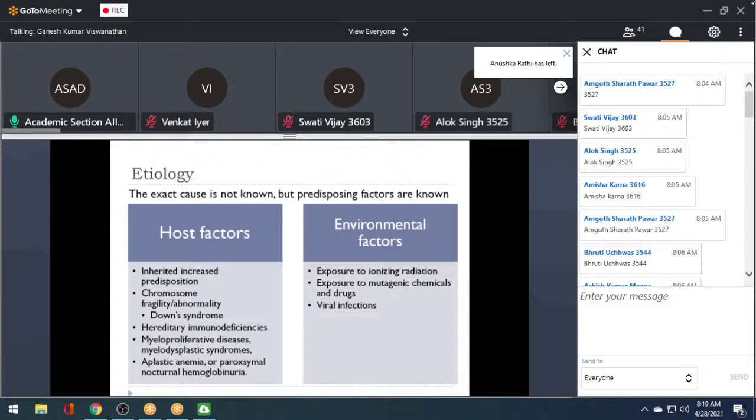And there are other factors which may not be related to the patient himself directly, and these are called the environmental factors. So what are the environmental factors? These are exposure to ionizing radiation and exposure to certain types of drugs and chemicals. These drugs and chemicals themselves have mutagenic potential. So you would have read in basic pathology how a mutagenic potential arises. And also there are many different types of viral infections. The most common one is Epstein-Barr virus or EBV. This leads to specific types of cancers.